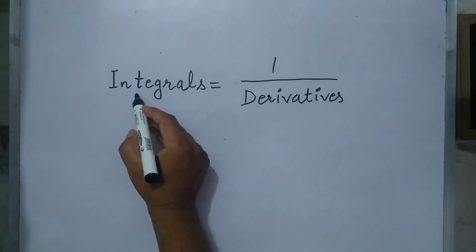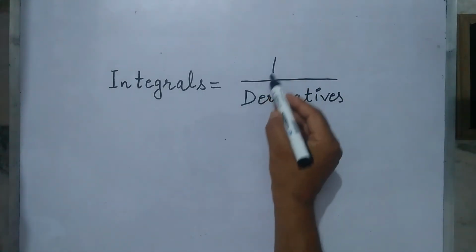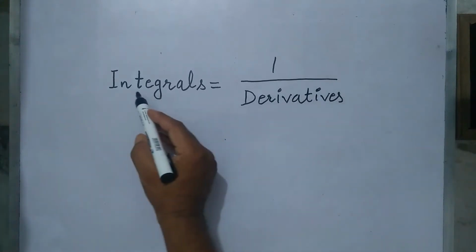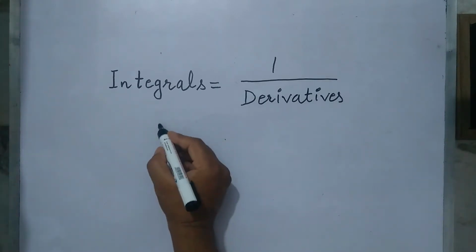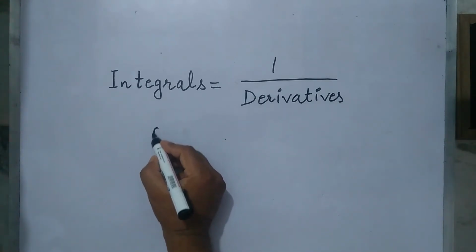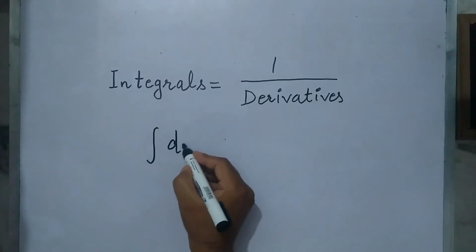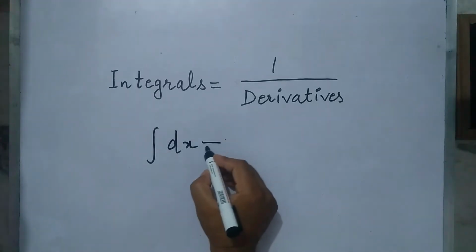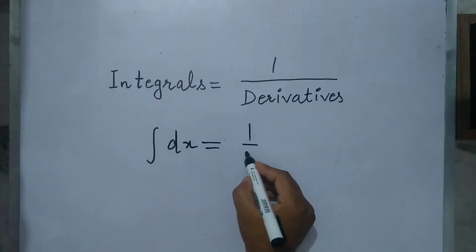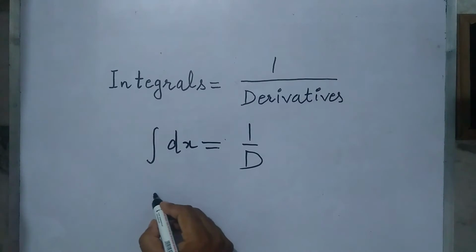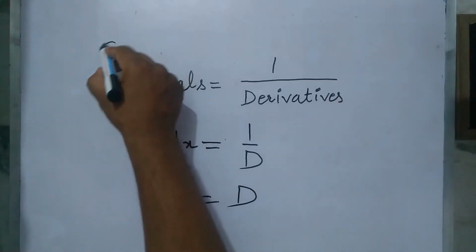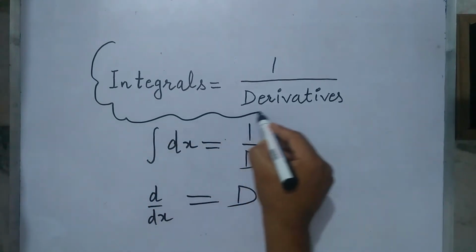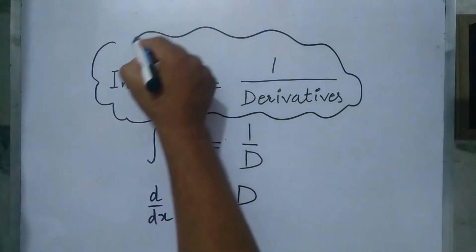This way, we have integrals equal to 1 upon derivatives because integrals are antiderivative process. So, if this is the symbol for integration, this is equal to 1 upon d, whereas derivative of any function is equal to d. So integrals are antiderivative process.